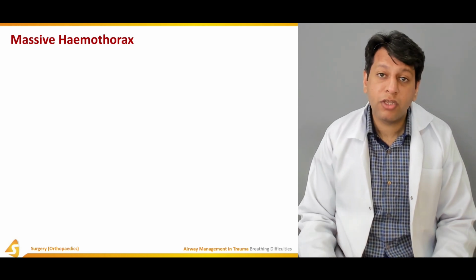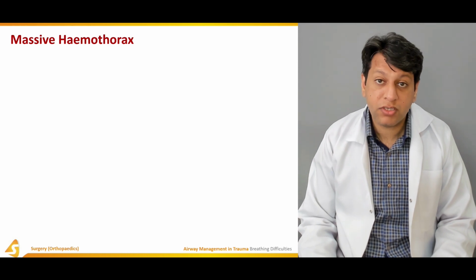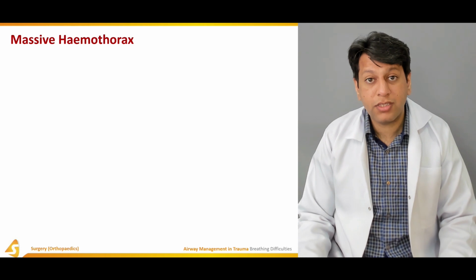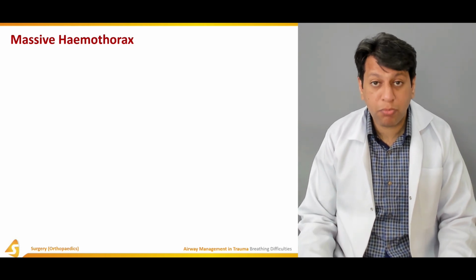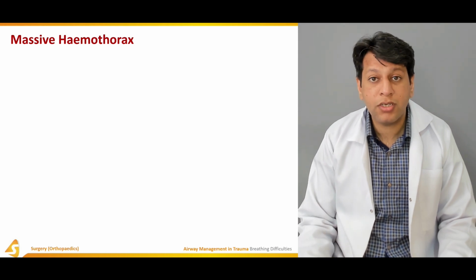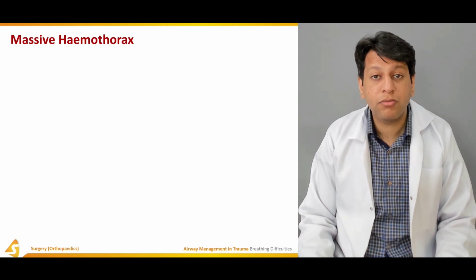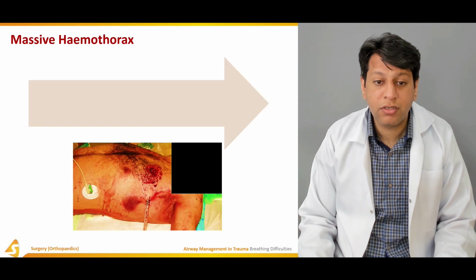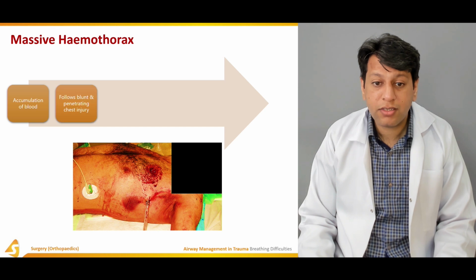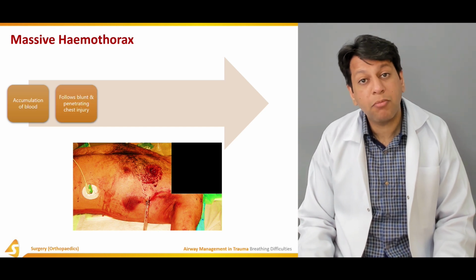Or if there is more than 200 ml of blood coming into the chest drain for more than 3 hours, 3 to 4 hours, that is an indication there is a continuous bleed inside. There may be a large arteriothoracic vessel which may be injured, and this large vessel may be leading to massive hemothorax.